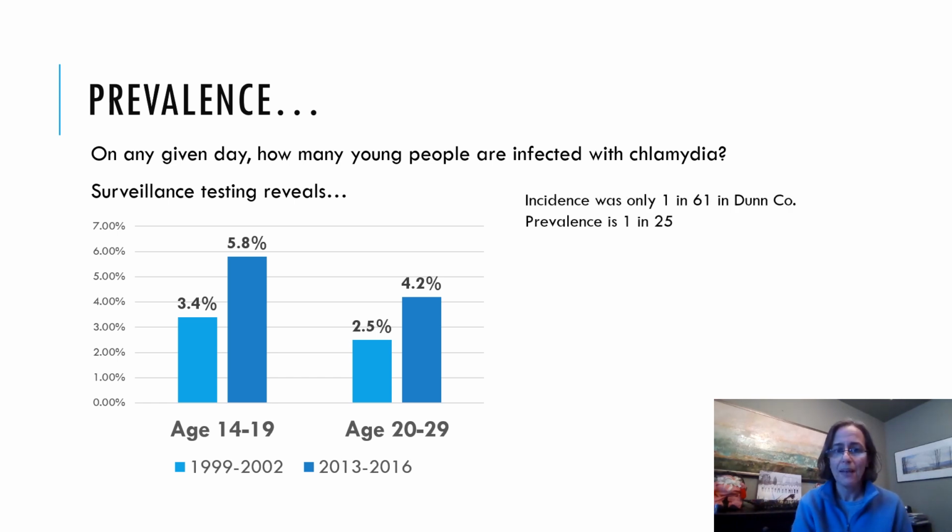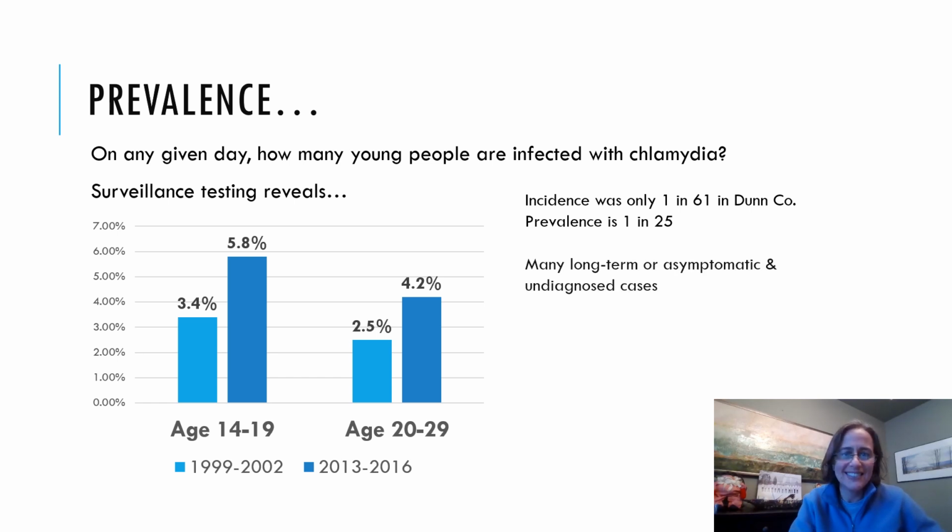So remember, our incidence was only 1 in 61 getting diagnosed over the course of a year, but the prevalence is 1 in 25, right? So that tells us that there's a lot of chlamydia out there that is asymptomatic. Let's try to find it. A lot of asymptomatic, undiagnosed cases will make those numbers different from each other.